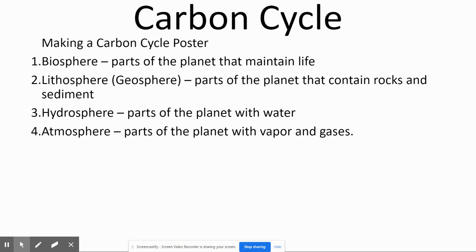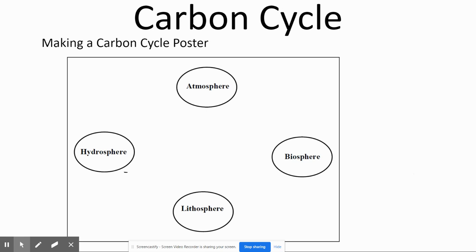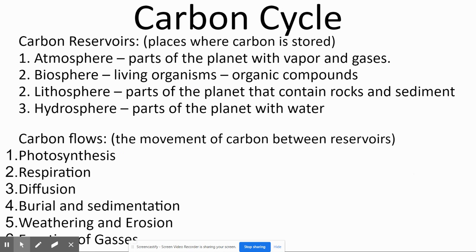So biosphere is the living part. So it'd be plants, animals, bacteria, things like that. Lithosphere is parts of the planet that contain rocks and sediment. And I think that HHMI calls it a geosphere. Hydrosphere is part of the planet with water, and atmosphere is part of the planet with vapor and gases. And so those are the 4 spheres there. And we would make this poster in class if we were in class. So those are the reservoirs.